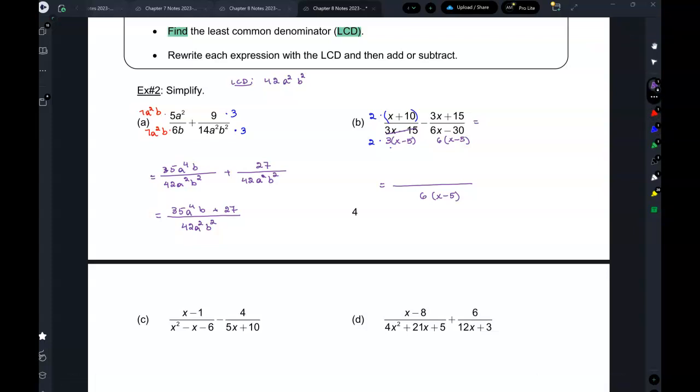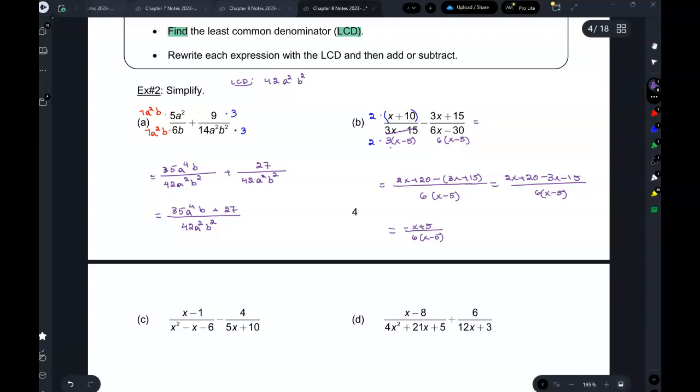So I'm going to get 2x plus 20 minus, in parentheses, 3x plus 15. This is 2x plus 20 minus 3x minus 15 all over 6x minus 5. So here I get negative x plus 5 over 6x minus 5. Oh, but wait, what is negative x minus 5?